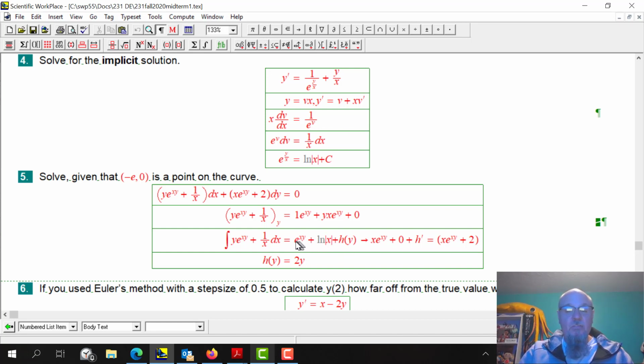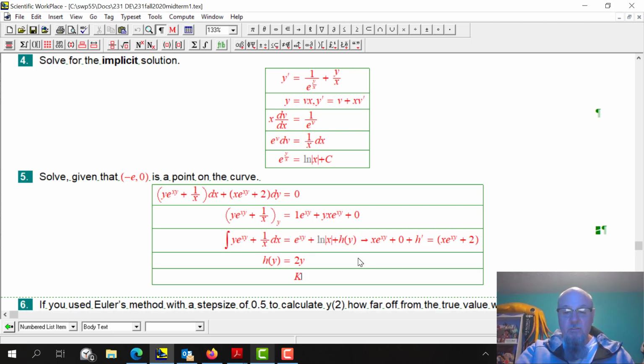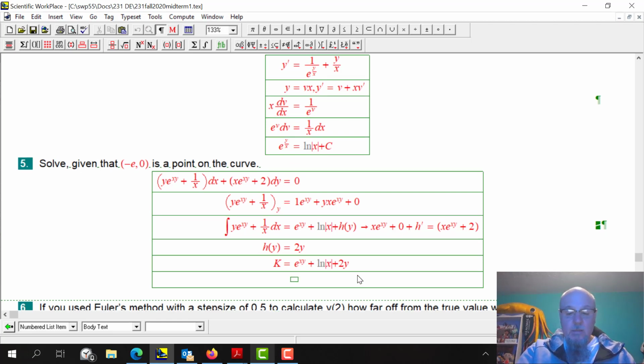So right up here at this stage, I had the answer, k is equal to, but I didn't know what the h was. Now I know it's 2y. Last thing, they give me an initial condition so I can find this constant. When I put minus e in, ln of absolute value of minus e is ln of e, that's 1. And I make y equal to 0. When you make y equal to 0, you get k is equal to e to the 0 is 1 plus ln of e is 1 plus 0, so k is equal to 2.